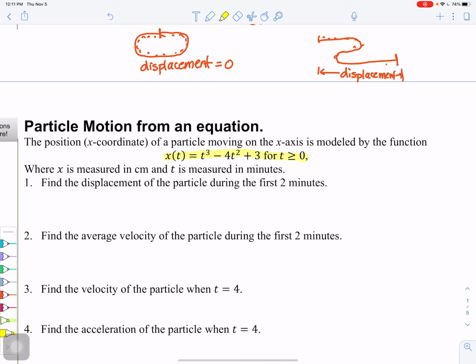And so v of 4 is 3 times 4 squared minus 8 times 4, and you will get 16 centimeters per minute.